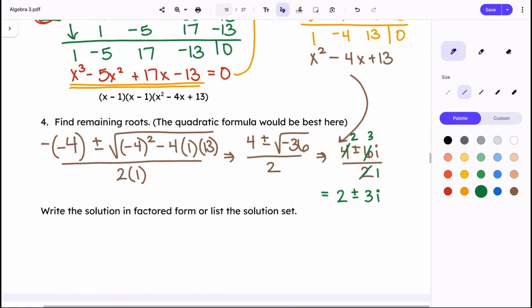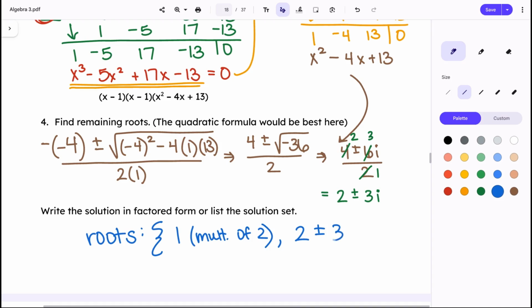Okay, so last thing they want us to do is write out our solution set. So what are all of my roots? 1, and how many times did 1 show up? Twice. So after it, I'm going to put multiplicity of 2. I have to state that it showed up more than once. And then what were the other roots that we found?